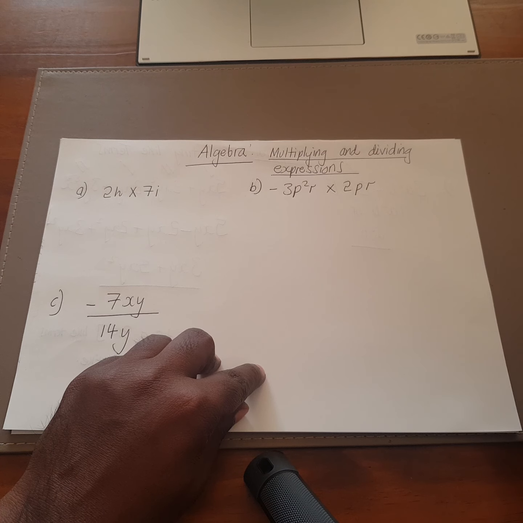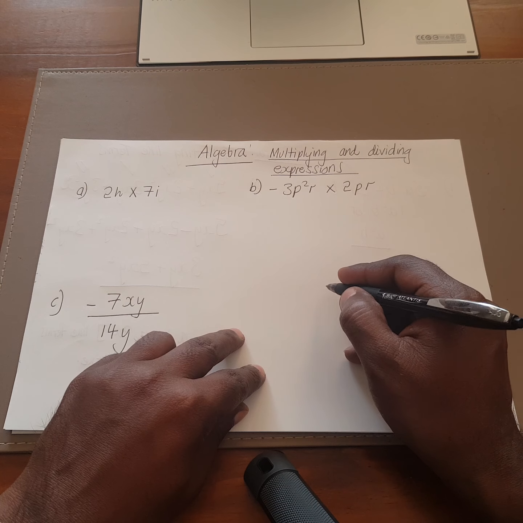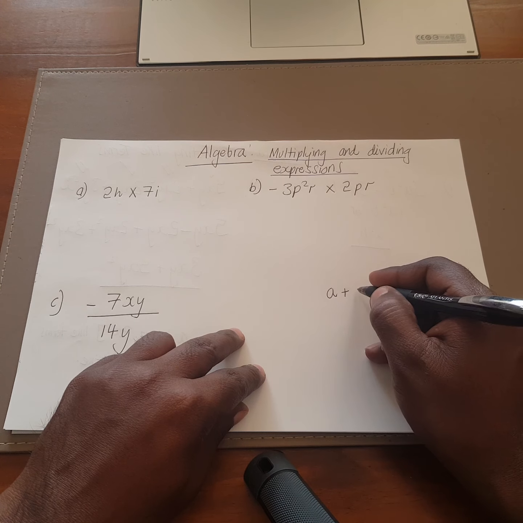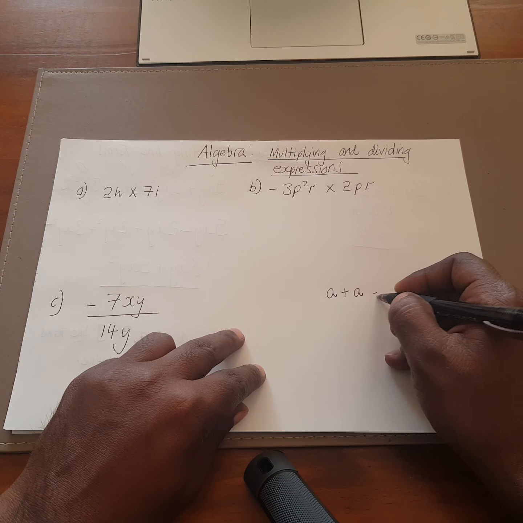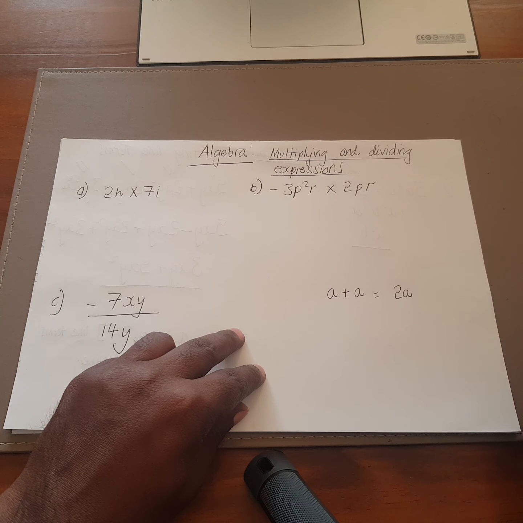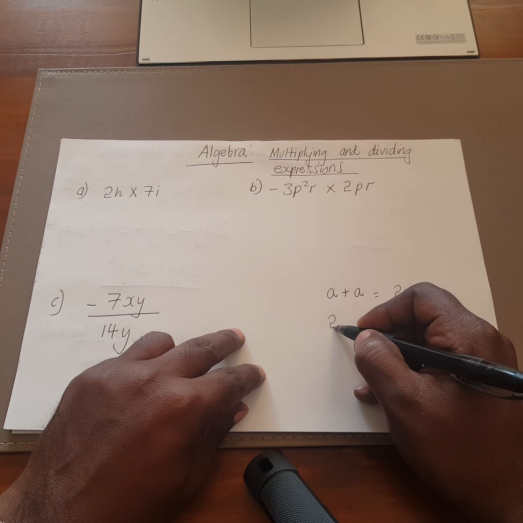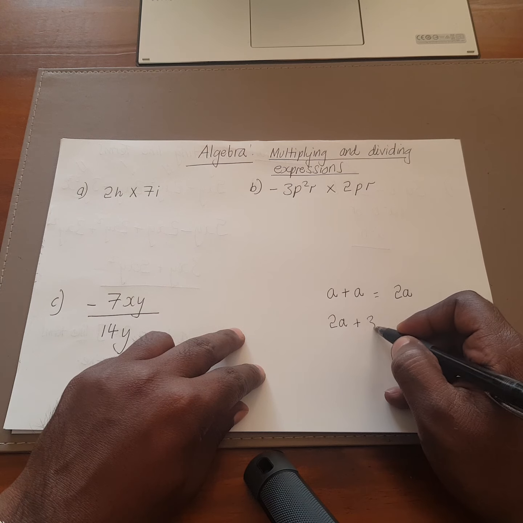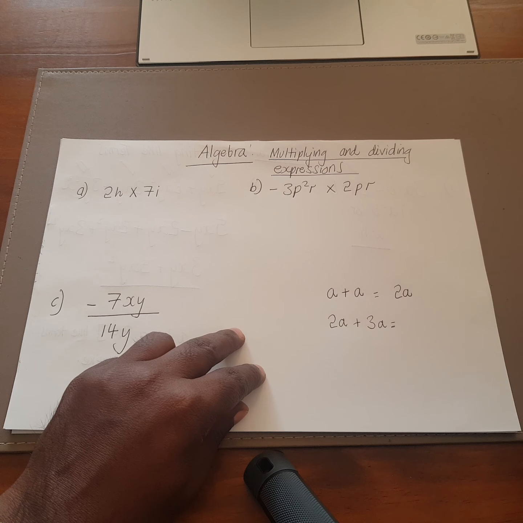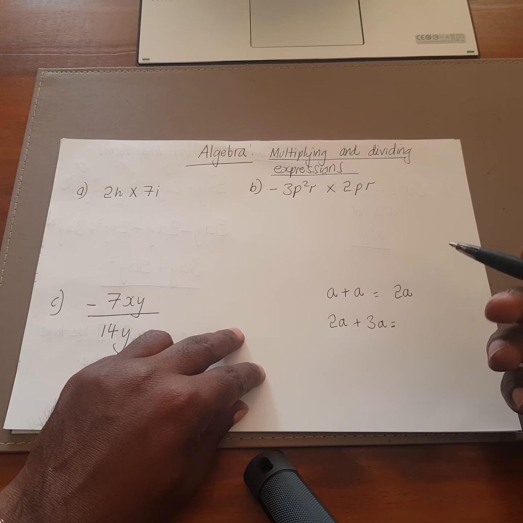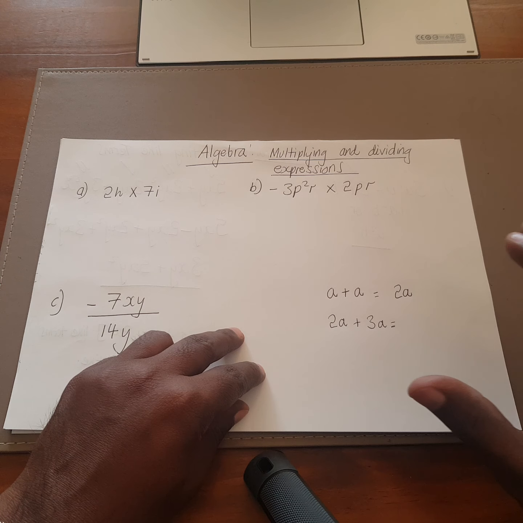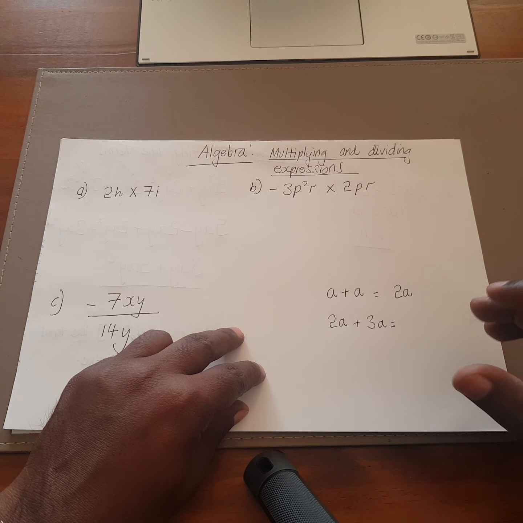I mentioned in the previous video, suppose you've got a plus a. Both are like terms and therefore that's going to be 2a. Another question, suppose you've got 2a plus 3a. That's the same as going to a shop, you buy 2 apples and then you buy another 3 apples. Altogether, you're going to get 5 apples. Both the apples are like terms and therefore you can add them.